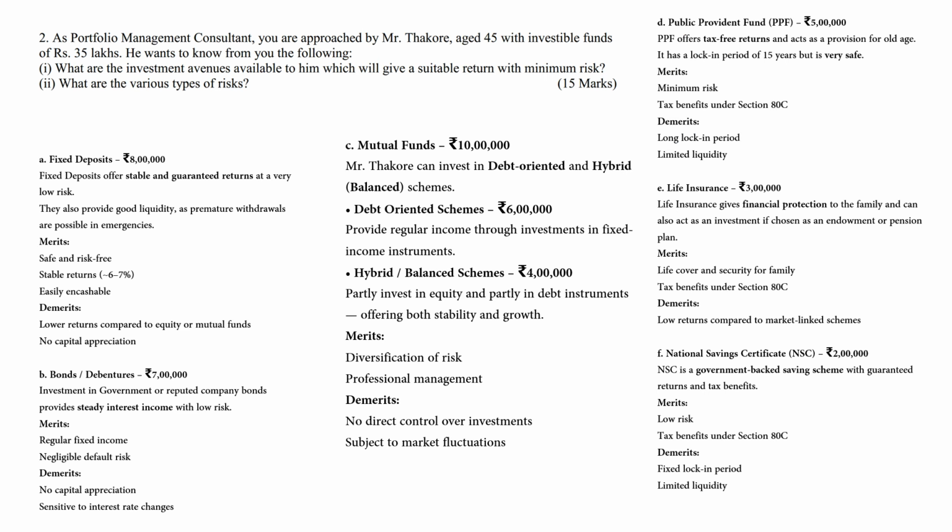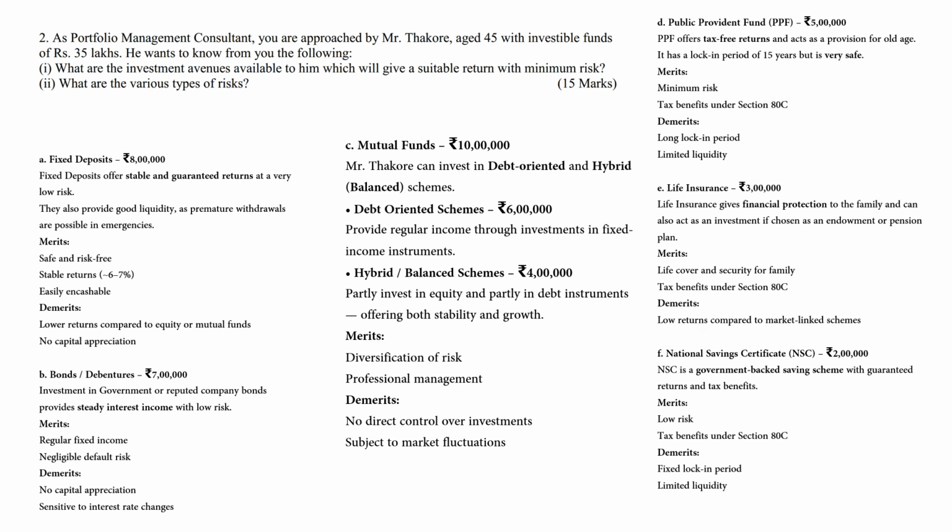Next is PPF, 5 lakhs: tax-free returns and acts as provision for old age. It has a lock-in period of 15 years. So merits: minimum risk, tax benefit. Demerit is long lock-in period and limited liquidity. Life insurance, 3 lakhs. Life insurance gives financial protection to the family and also acts as an investment if chosen as an endowment or pension plan. Under merits, you have life cover and security for family, and tax benefit under 80C. Demerit is low return compared to other market-linked schemes.